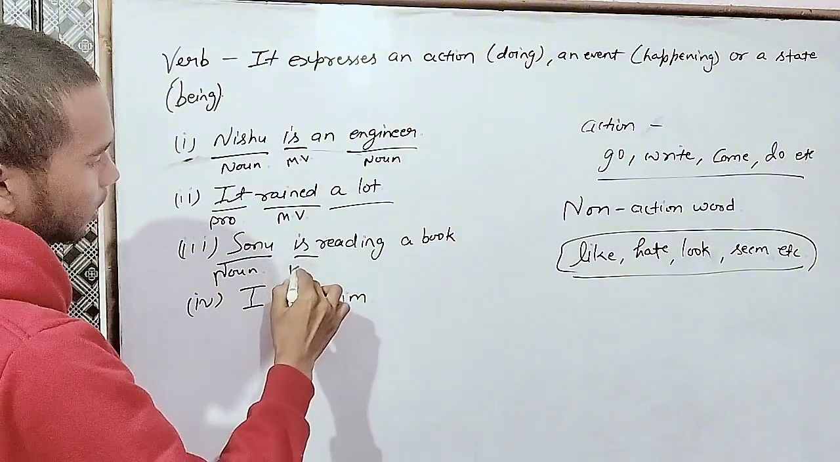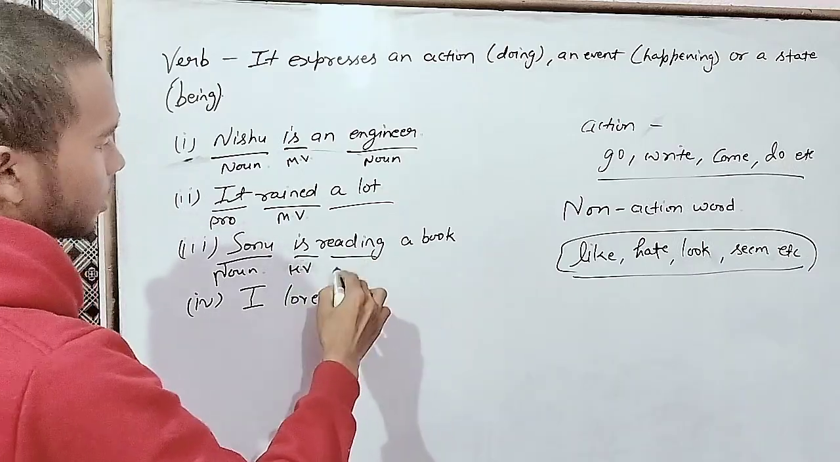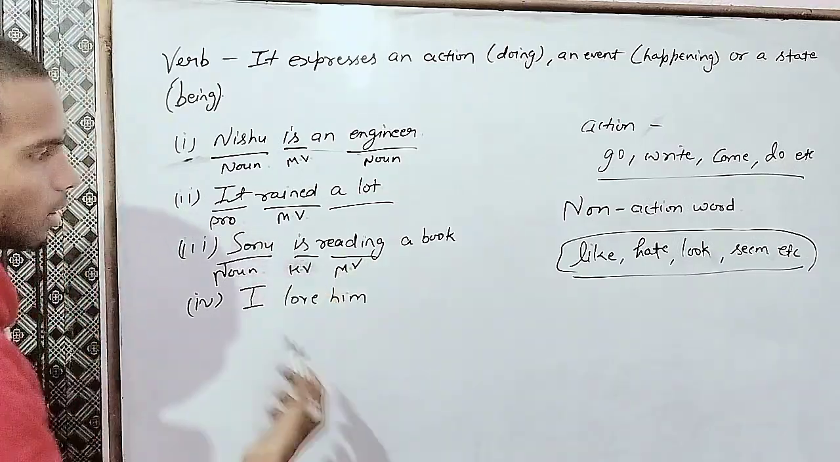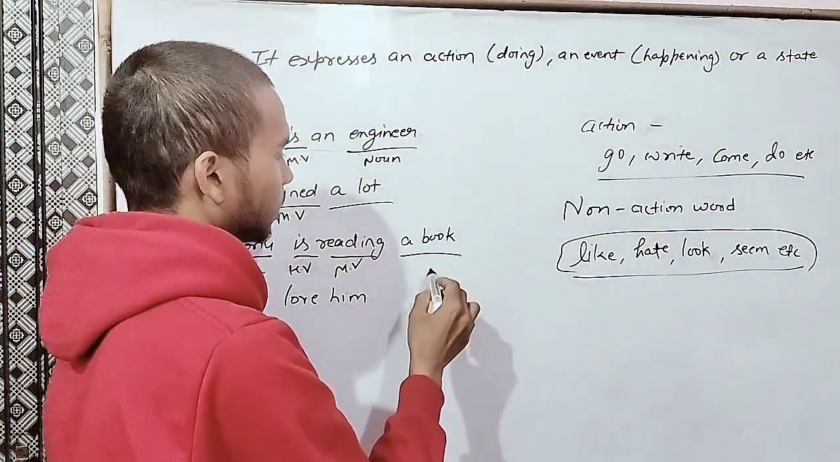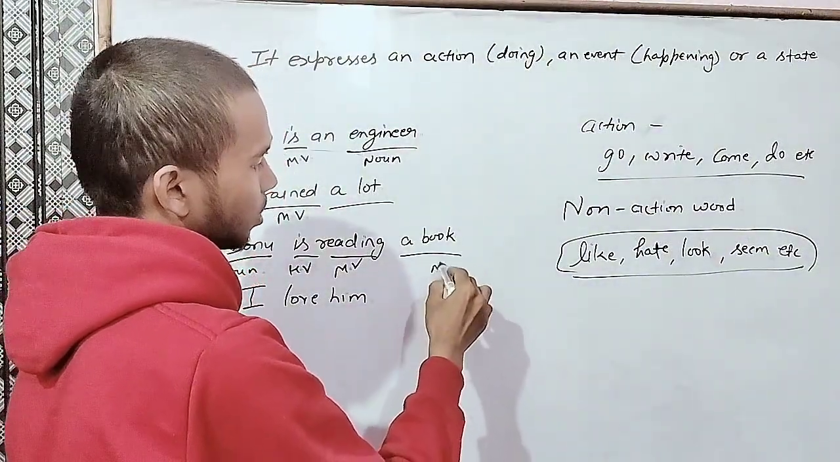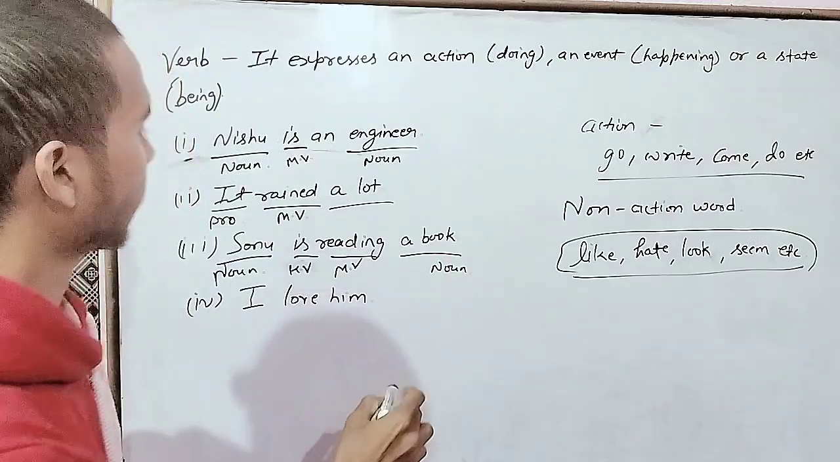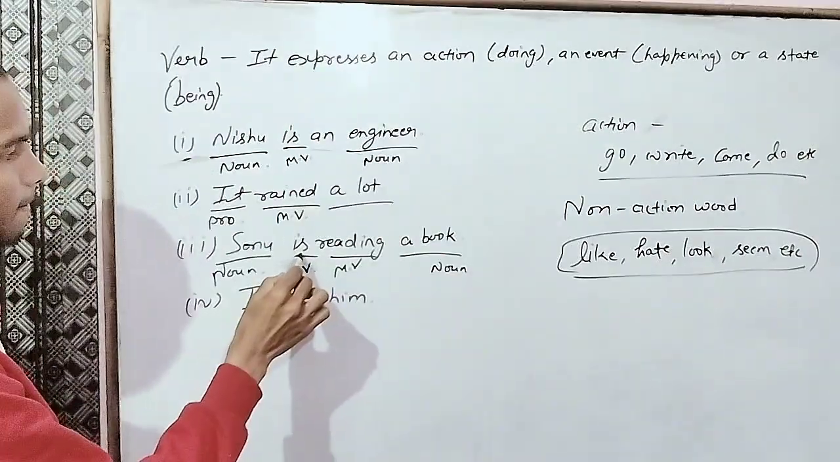Sonu, which is a noun, and is is a helping verb. Reading, which is the main verb. I will discuss this context in detail, don't worry. And a is an article, book is a noun.